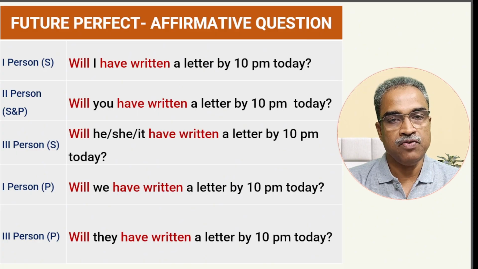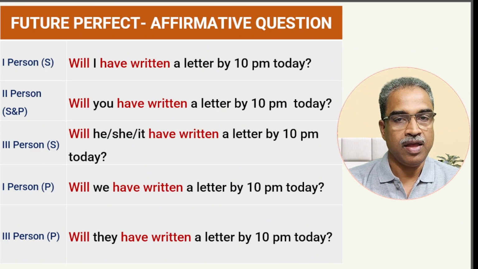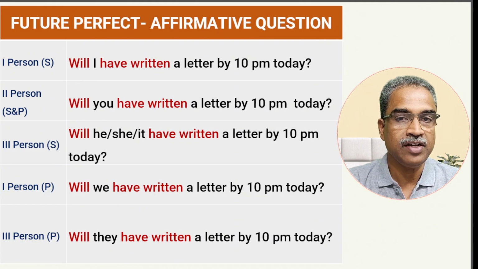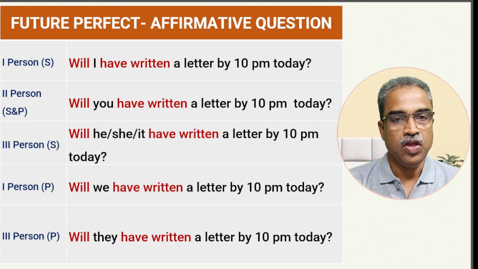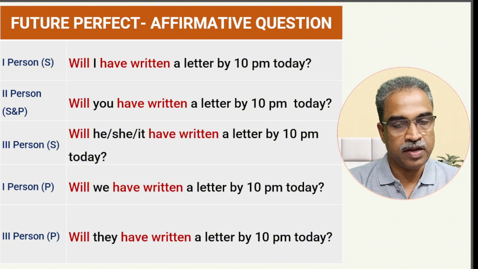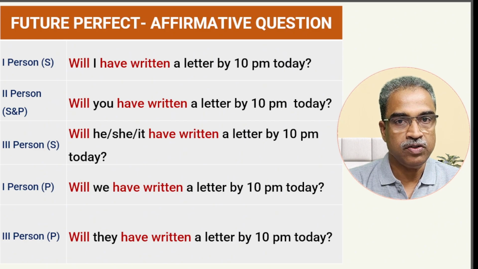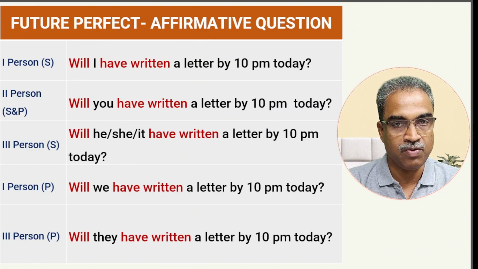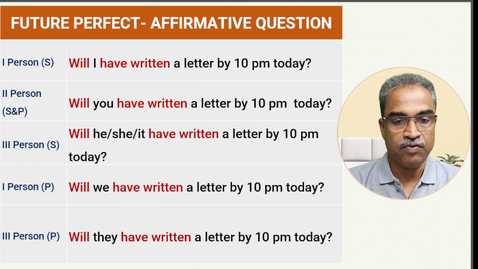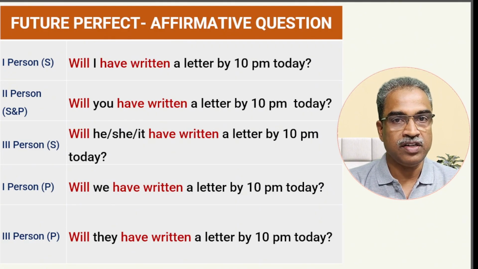So I will have written a letter by 10 p.m. today will change into will I have written a letter? Simple enough. You will have written a letter by 10 p.m. today was the statement. Now we convert it to you will have. Will and have are auxiliaries, but we take the first auxiliary, which is will. So will I have written a letter by 10 p.m. today?